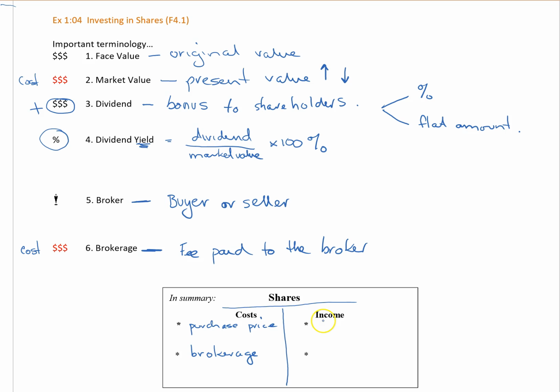Your income is going to be obviously a dividend, and dividends are paid once a year, so you've got to hold on to your shares for one whole year in order to be eligible for a dividend. And the other one is selling the share. Well, I'll just write sale of share. Just keep in mind brokerage might need to be paid both when you purchase and when you sell. And again, all of that should be written in the question. That's going to be the detail that you're looking for in the question.